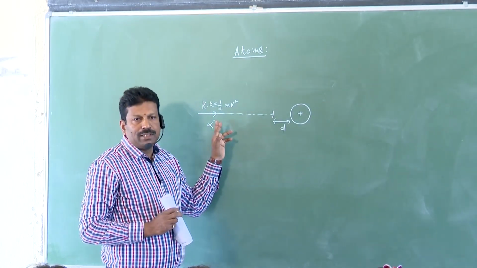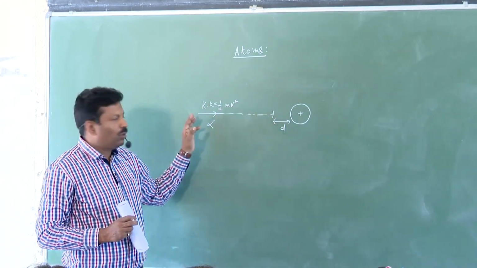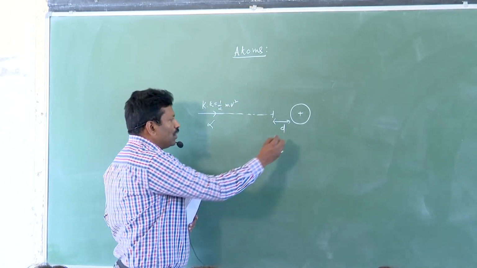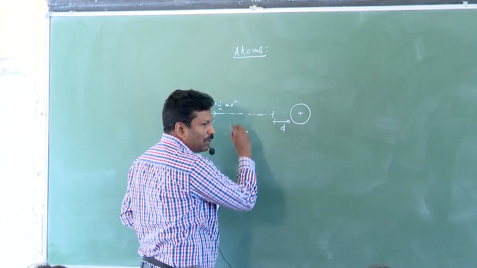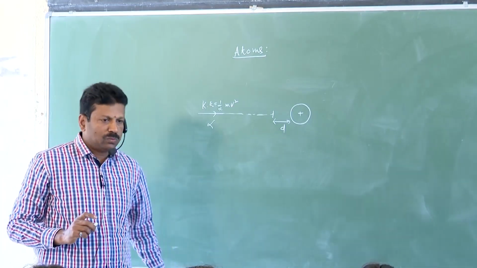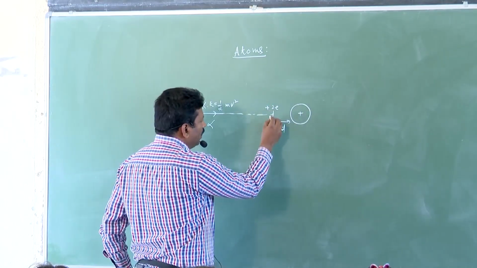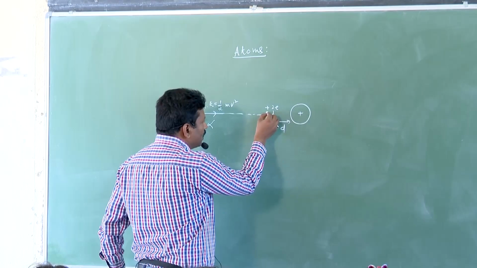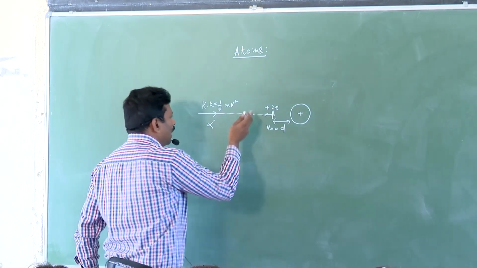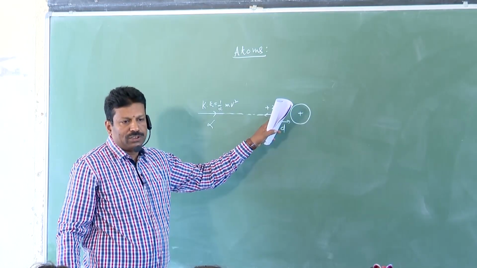When you project an alpha particle with some kinetic energy, you accelerate it, so that kinetic energy is equal to half mv squared. Because of the repulsion, since the alpha particle is positive, with charge plus 2e, and the nucleus is also positive, it returns back. At this point the velocity becomes 0, which means the entire kinetic energy gets converted into potential energy.